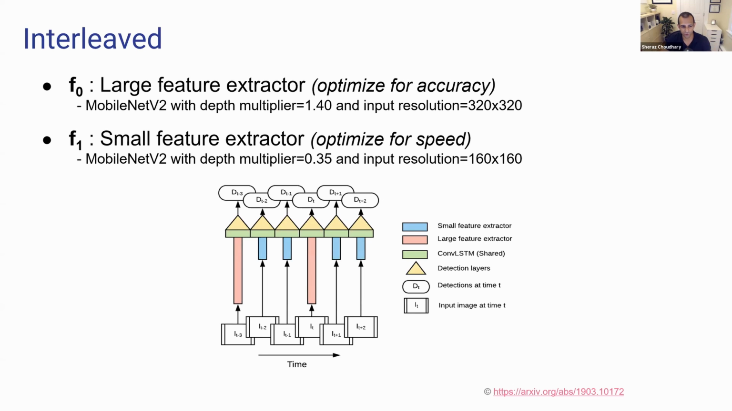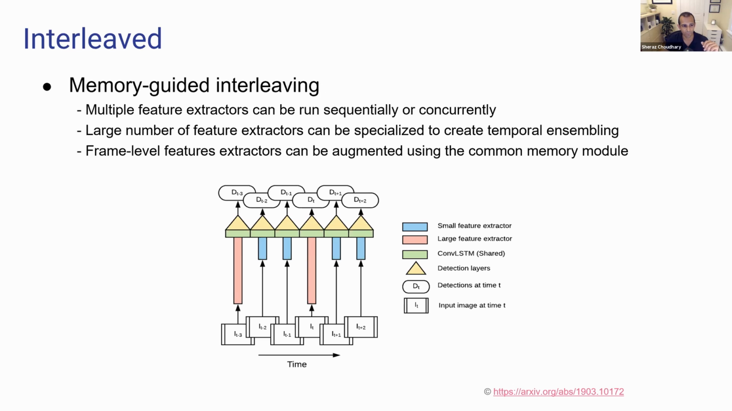This is a representation of the model interleaved. The F0 model is based on MobileNet v2 with parameters that are optimized for accuracy. And the F1 model is also based on MobileNet v2, but the parameters are optimized for speed. So the accuracy level for the small feature extractor is actually about 0.3 versus the large one gets around 0.6 for reference.